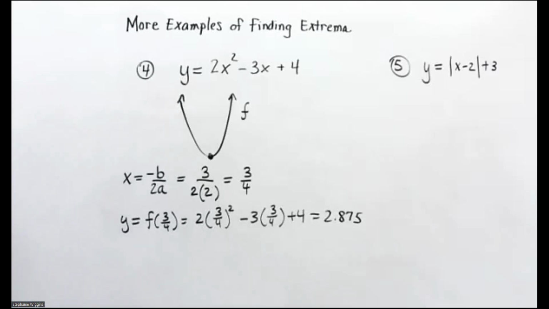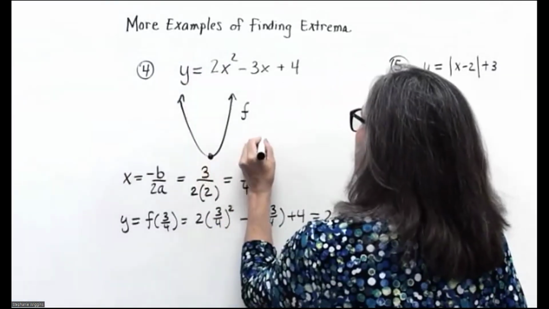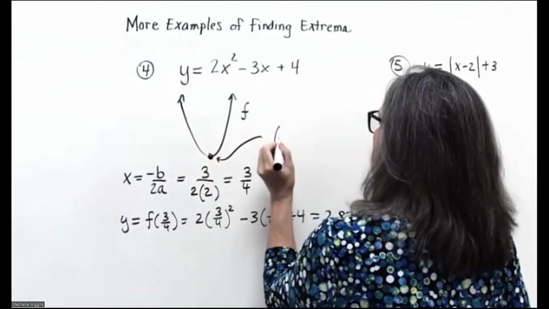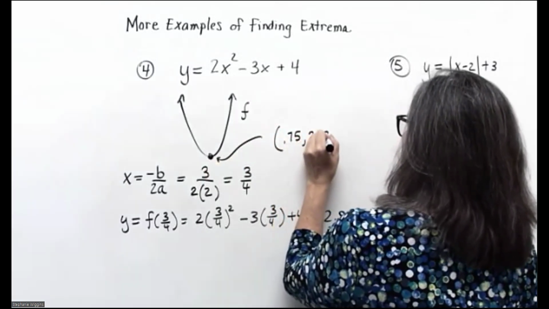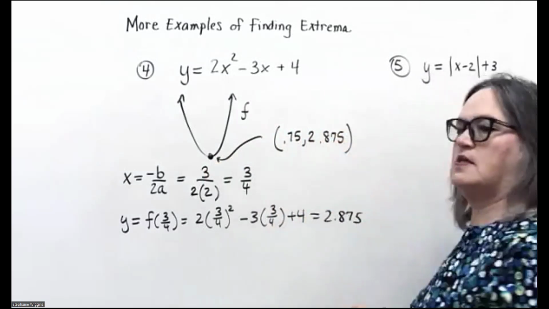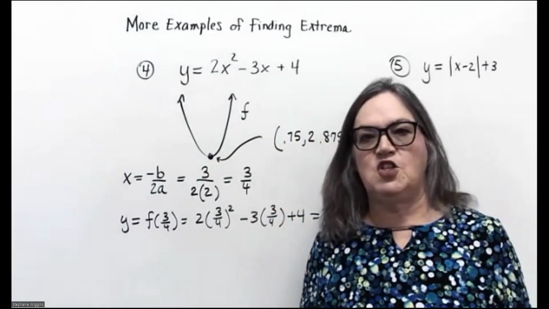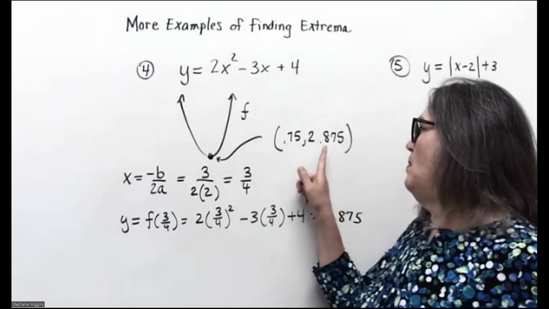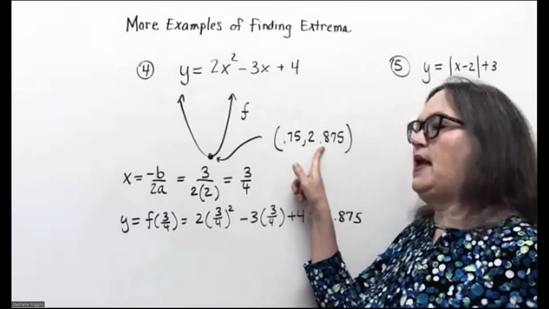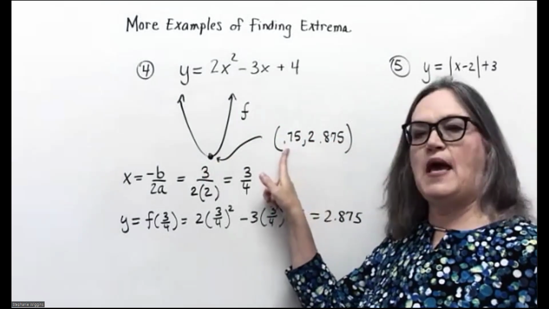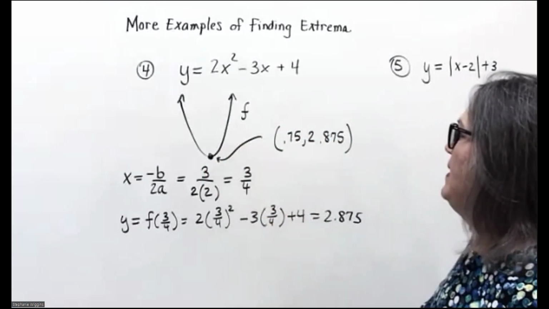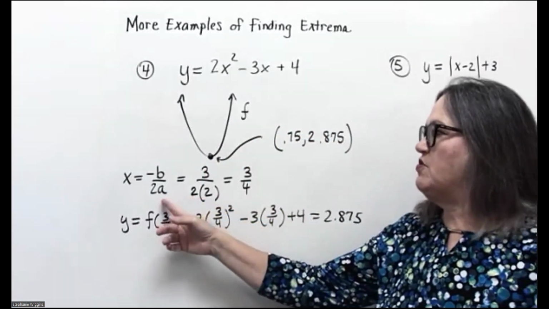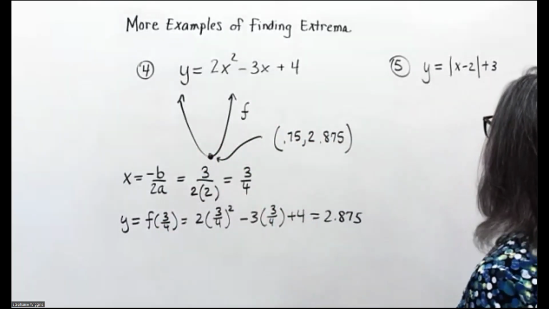All right, so we have found the vertex. The vertex right here is 0.75, 2.875. That's the vertex. So we can say that this function has a minimum value of 2.875, and it occurs at 0.75. So that's how you use the vertex formula when you're working with a parabola.